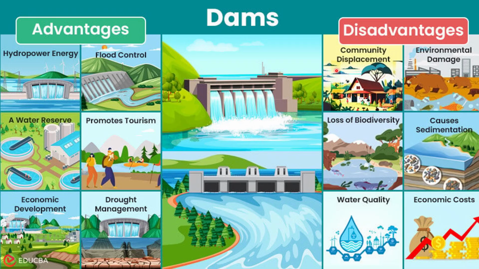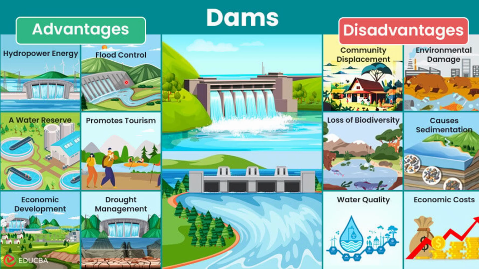Now we learn about dams. You saw the dam photo which I've shown you, no? The Polavaram Dam, it's a very huge dam. So, in building a dam, there are advantages and disadvantages. The advantages of constructing a dam is we get electricity or hydropower energy. And then it also controls flood.